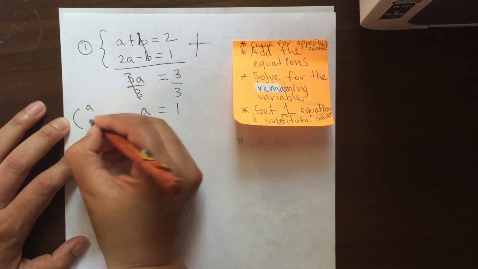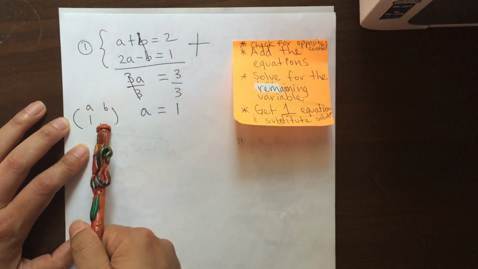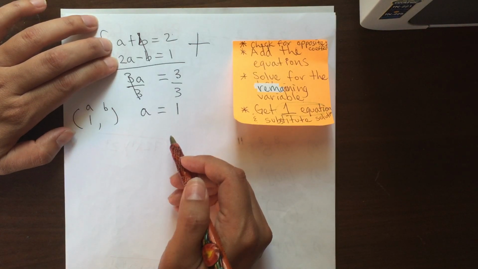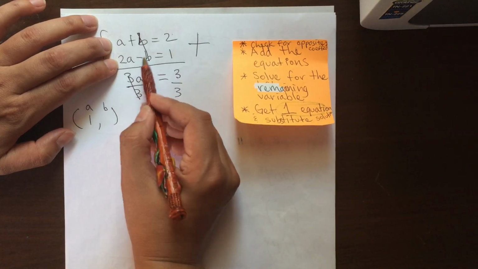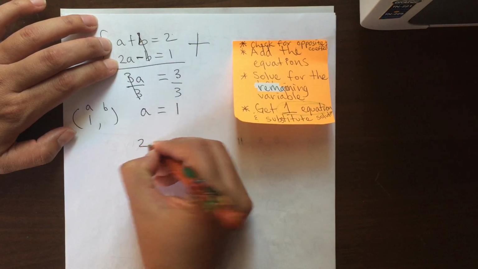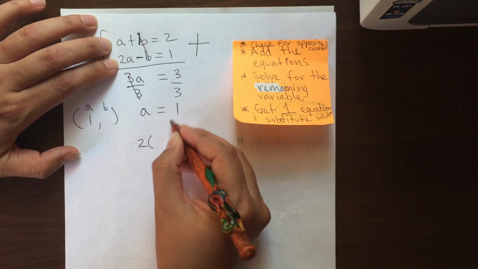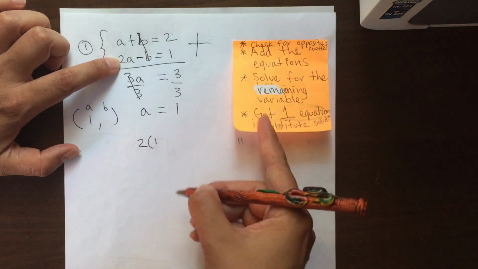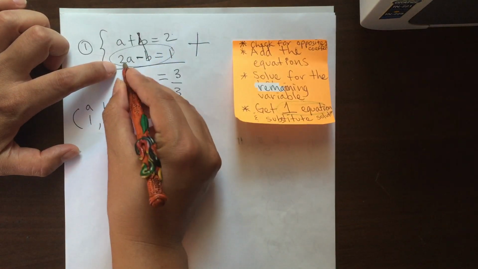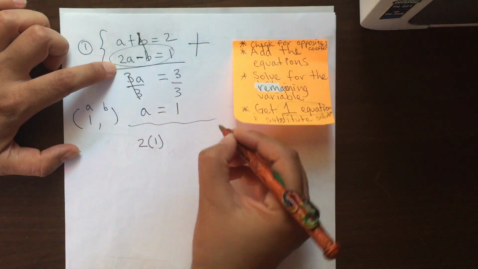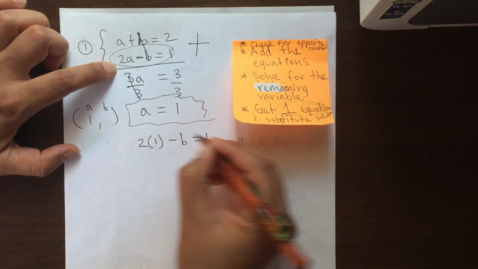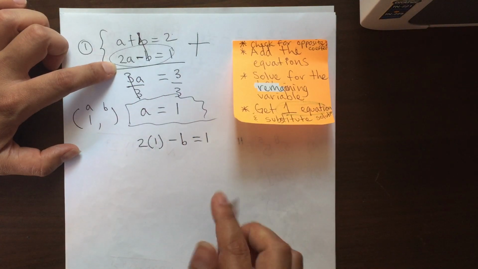So now we have a, we need to find b. We choose one of the two equations, and it doesn't matter which one you choose. I'm going to choose the second one just to show you what happens when we have a negative variable. So I'm going to replace 2 times a, but a is a 1. So I'm choosing only one of the equations, right? Only the second one. Replacing the a with the 1, the solution that we found before. And we put minus b equals 1. The rest stays the same.